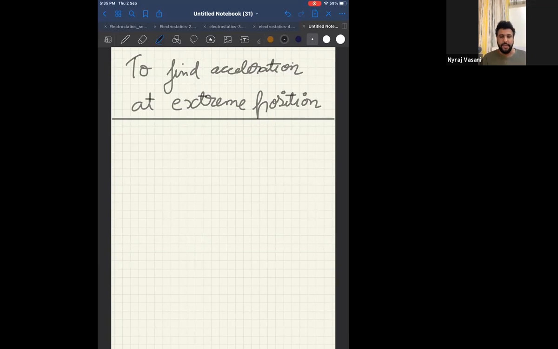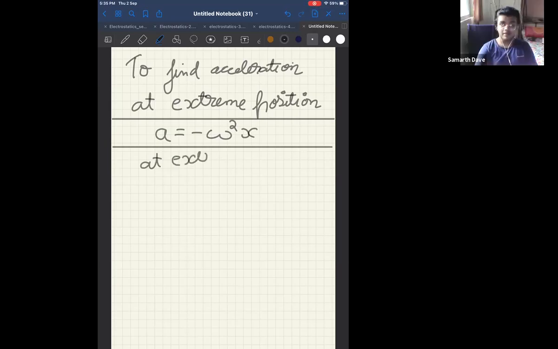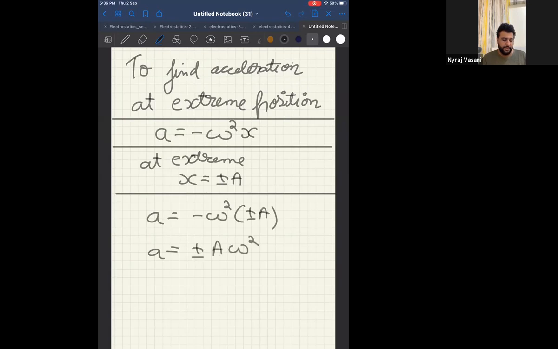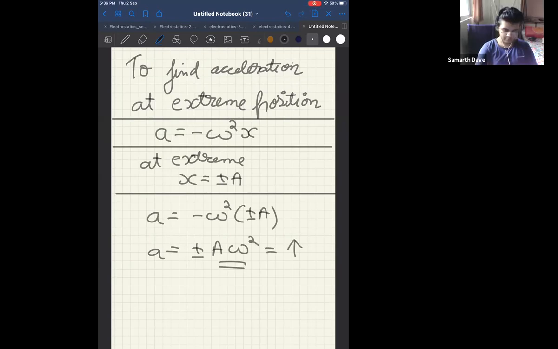Very good. Okay, now let us start. See here. To find acceleration at extreme position, I know the formula for acceleration as minus omega square x. Now, tell me, at extreme what will happen? Sir, x will be equal to plus minus a. At extreme, x will be equal to plus or minus a. Therefore, can I say acceleration will be minus omega square times plus or minus a. Therefore, acceleration will be plus or minus a omega square, which will be maximum. Therefore, make a note of this.